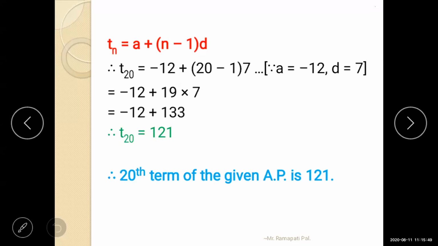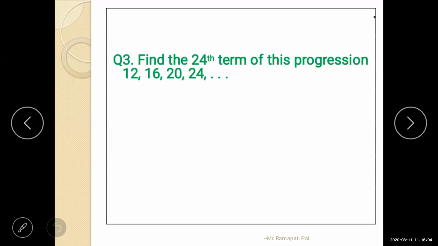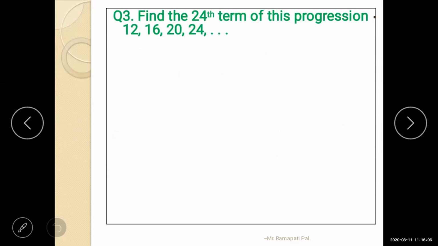Okay. Now we are going to move to our next question. That is question number 3. So are you all ready? Okay. Come now. Find the 24th term of this progression. So again we have to find out the 24th term. Is it clear? It is very simple. Yes or no? Yes. Many students are giving the answer yes. Okay, very good. Let's see.